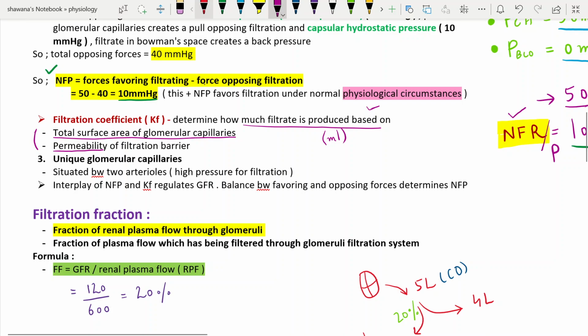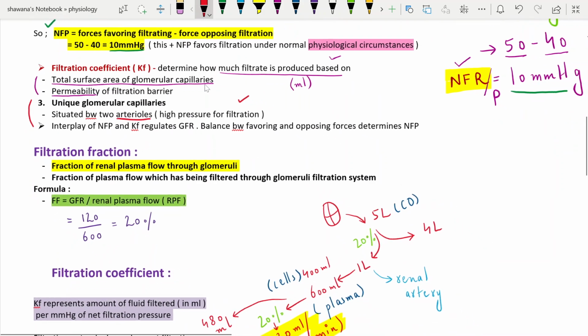Okay, as we have discussed in the previous lectures, the glomerular capillaries have unique features because it is a system present between two arterioles. It is a high pressure system because in other parts of the body mostly the arteries drain into the veins, but in these circumstances the artery is draining into an arteriole. Okay, so this creates a high pressure for the filtration, and we need that in the kidneys. Okay, filtration fraction.